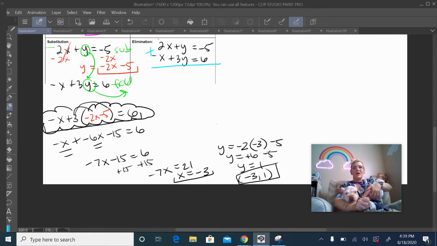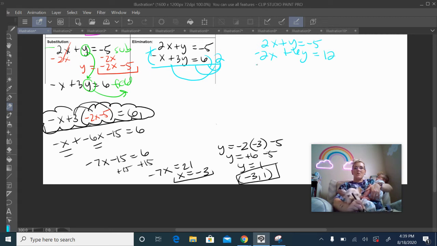Okay, so I'm going to multiply all of the bottom by 2. I'm going to keep the top, 2x plus y equals -5. On the bottom, everything gets multiplied by this 2. I'm not changing the value of the equation when I multiply it all by the same number. So -2x plus 6y equals 12.